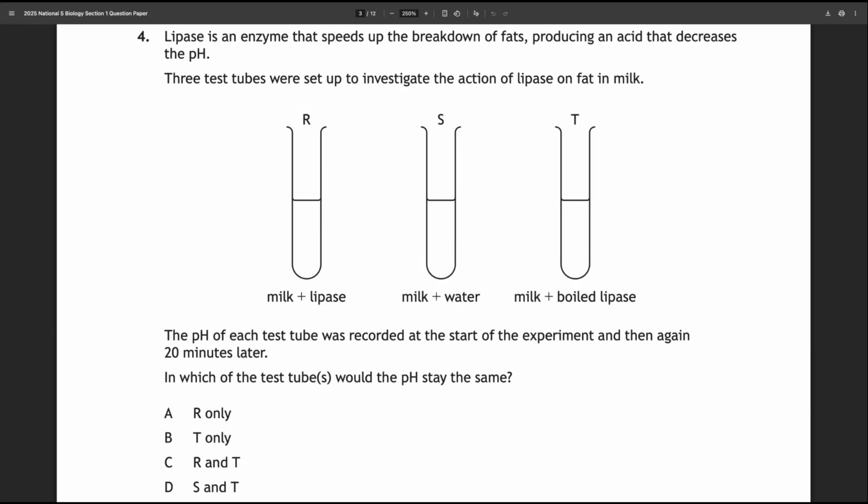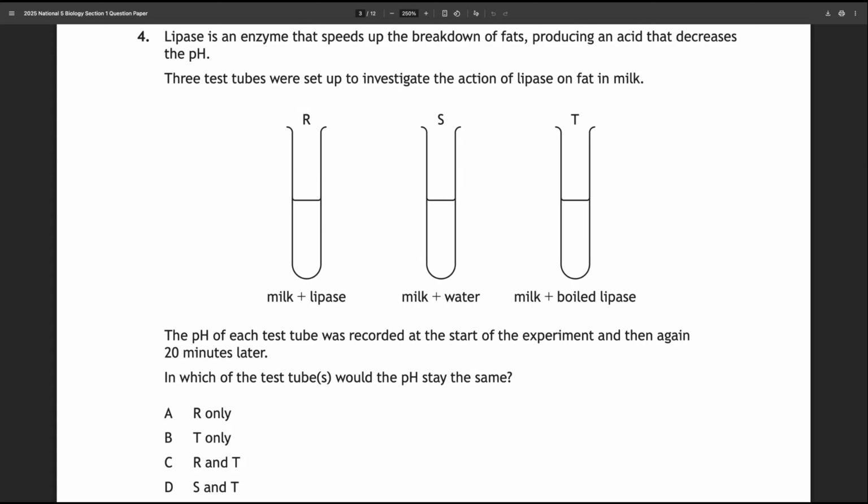And then lastly, the milk and the boiled lipase. So we have the enzyme present this time, but because it's been boiled and therefore denatured, it will not be able to catalyze or speed up the breakdown of the fats, and therefore it will not become acidic, and therefore the pH should stay the same.